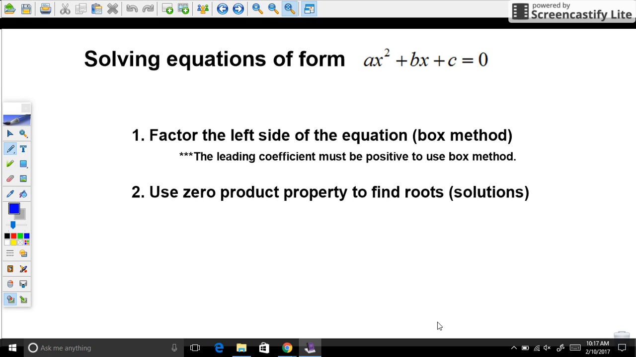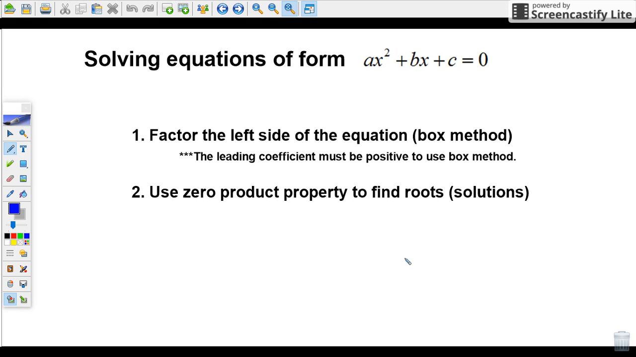So now we're going to solve equations of this same form of a trinomial, ax squared plus bx plus c, but now it's an equation equals 0. So there's a couple things we need to think of here and remember when solving equations. First is we have to have the equation equal to 0 in order to use our zero product property. So once we get it equal to 0, first thing we do is we factor the left side of the equation, which is our polynomial. We're going to use box method to do that.